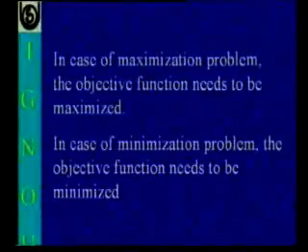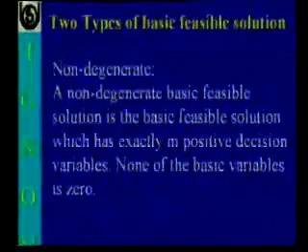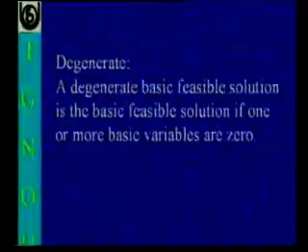Now in case of maximization, the objective function needs to be maximized. In case of minimization problem, we have to minimize the objective function. Now there are two types of basic feasible solutions. One is called the non-degenerate. A non-degenerate basic solution is the basic feasible solution which has exactly n positive decision variables. Here none of the basic variables is 0. Similarly, the solution becomes degenerate if any one of the basic variables becomes 0.